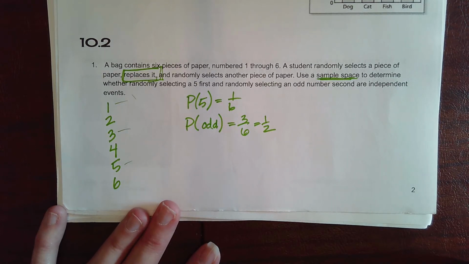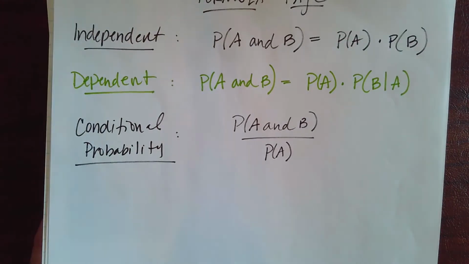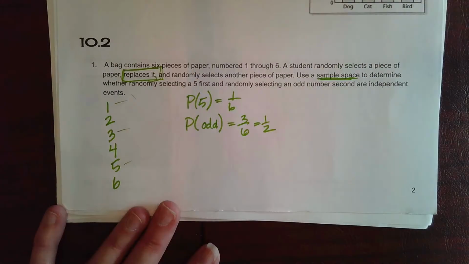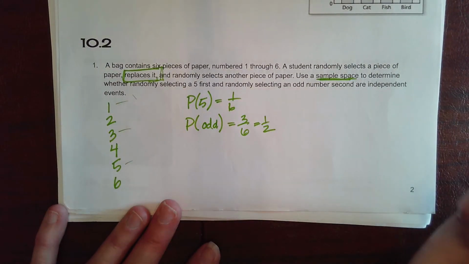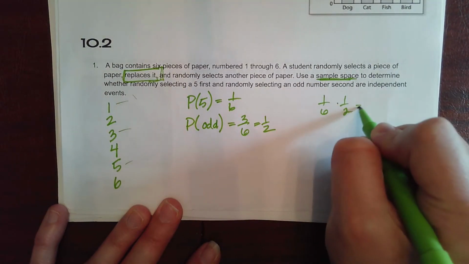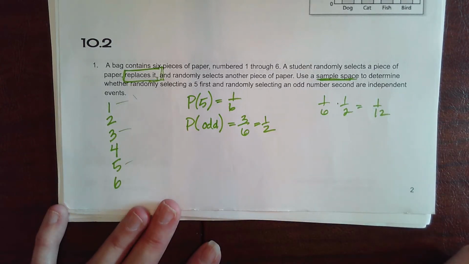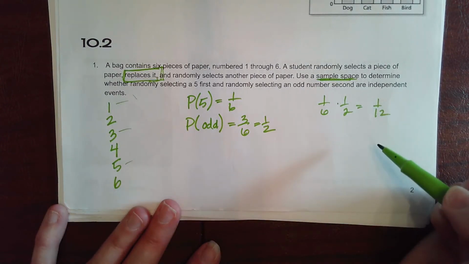So if it were an independent event, let's go back to our formulas. If it's an independent event, we would just multiply them together. So if I multiply those together, I would get 1/6 times 1/2 equals 1/12. If it was a dependent event, I would get a different value.